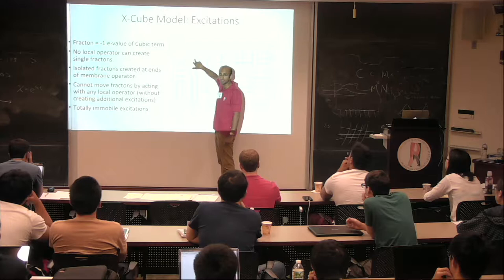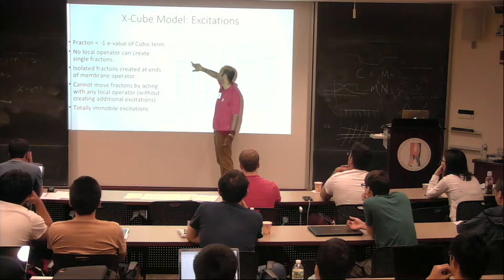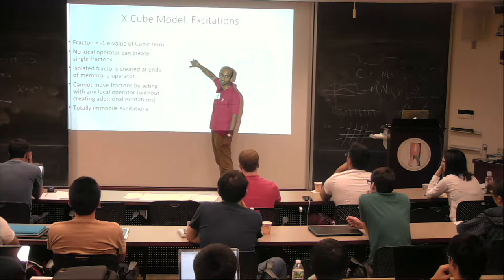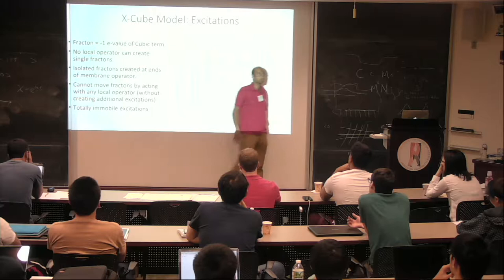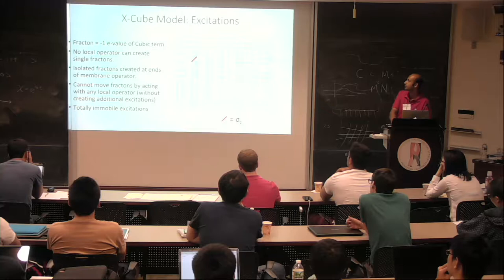Remember, the A terms are the product of all X's around a cube. So every single cube that contains this link will anti-commute with the A term on those cubes. So it'll anti-commute with the A terms here, here, here, here. It'll make those cubes unhappy as far as the A terms are concerned. Act with a single sigma Z, and you get four unhappy cube excitations.